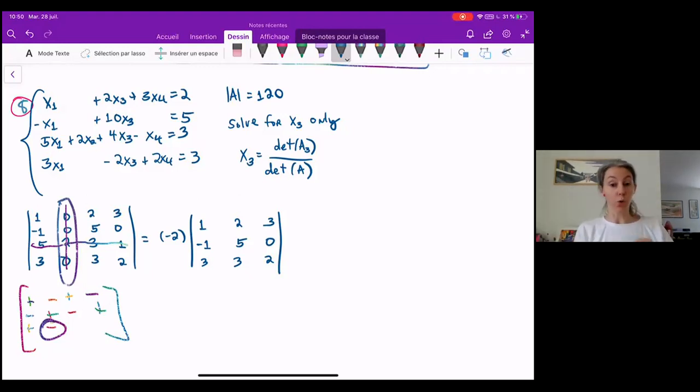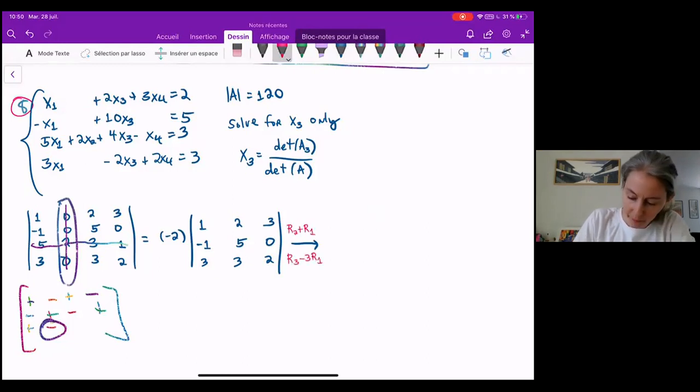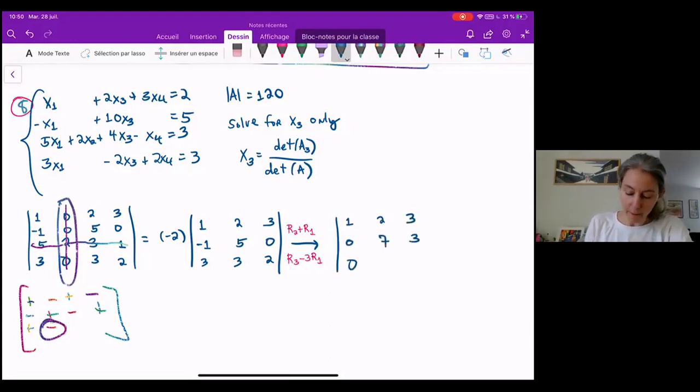So at this point, you can choose. You can do the 3 by 3 trick, or you can do more row operations. I find it easier to do the row operations in my head, but either one is good. And because I don't have a calculator, I'm just going to do the row operations. So I'm going to do row 2 plus row 1 and row 3 minus 3 row 1. And that's going to give me 1, 2, 3, 0, 0, 7, 3, 3 minus 6, that's negative 3, and then 2 minus 9, that's negative 7.